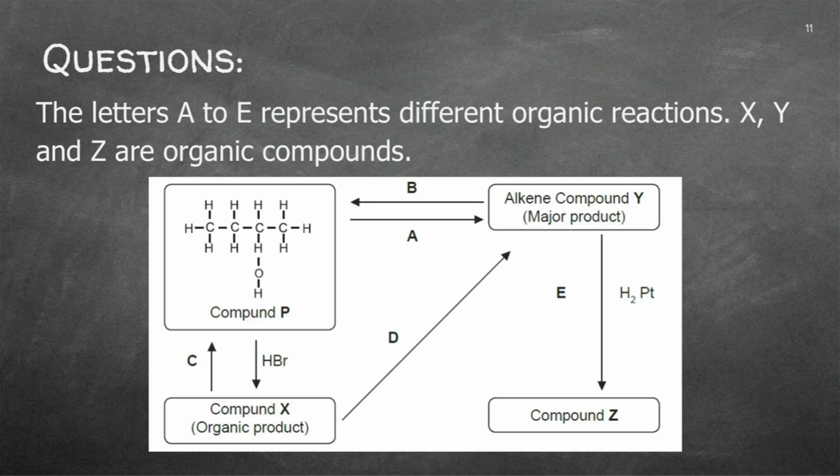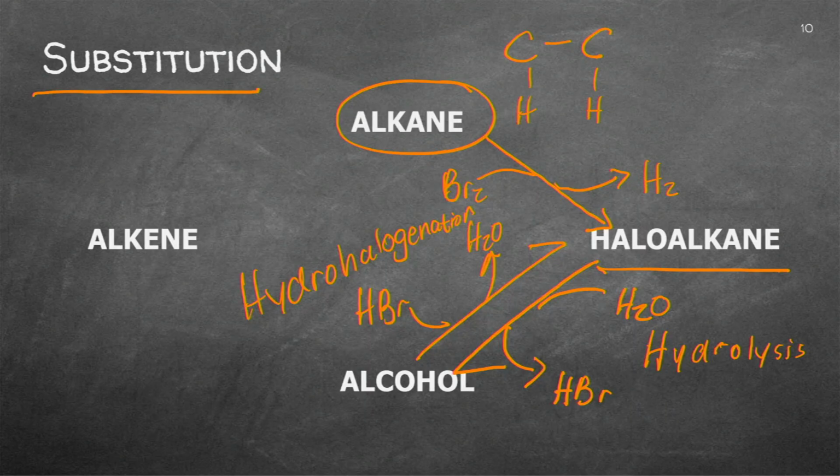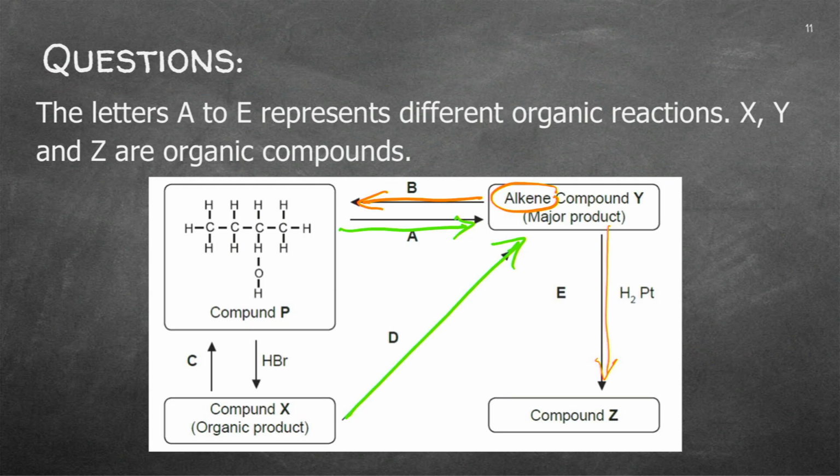Let's quickly see if they give me a question. Can I see the substitution? Well, it seems like I've got alkene here. So that's addition. This is addition. And going to the alkene is that one and that one. So the orange ones will be the addition. The green ones will be the elimination.